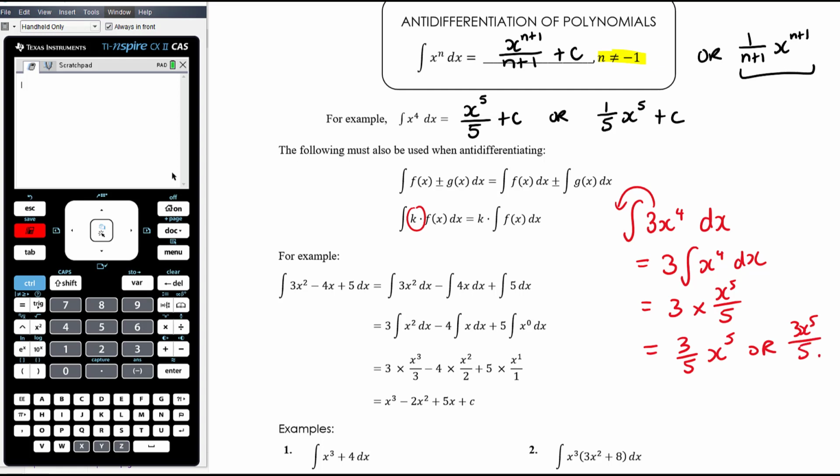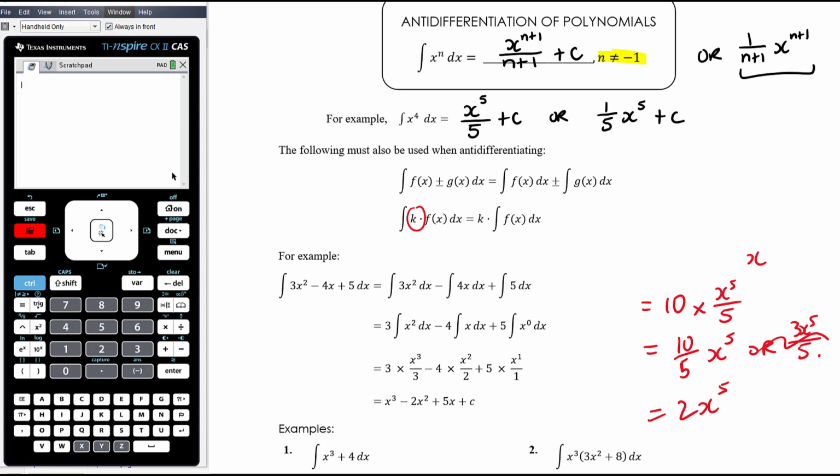Obviously if this number here was 10, then that would simplify quite nicely, because you're going to have 10 on 5, which is 2x to the power of 5. Again, I wouldn't bother to write out this separate step. I wouldn't bother to take that number out. I would just add 1 to this power and then divide 10 by 5. But the key is that the 10 is not changing how you're anti-differentiating the function of x. You're still just getting 10 times the antiderivative of your function.